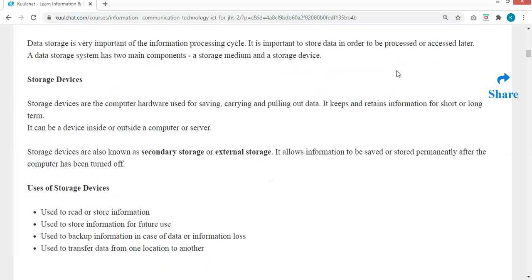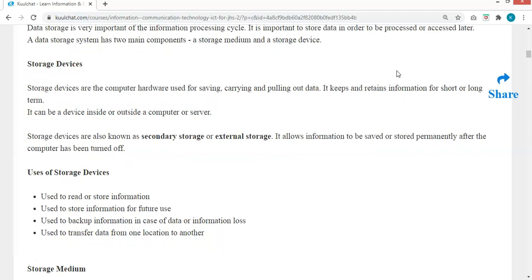So storage devices are the computer hardware used for saving, carrying, and pulling out data. Okay, so hardware means the physical aspect of your computer, whether the computer itself or an external device you connect to the computer. So a device is physical. It's what we call the hardware. So any hardware you save files into, you carry files with, and you also retrieve files from, is what we call a storage device.